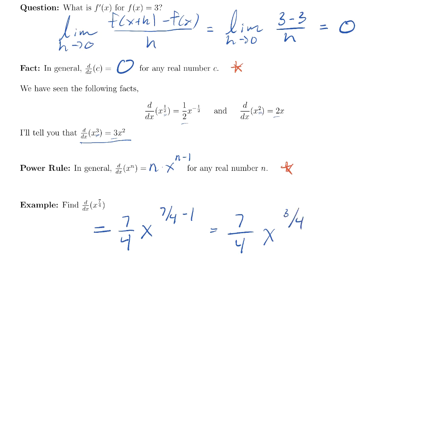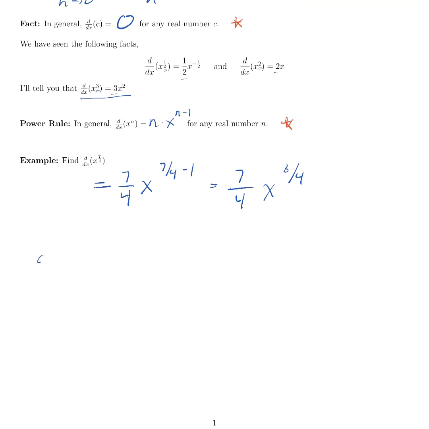Okay. Good. How would this change if I had asked for the derivative with respect to x of 3x to the 7/4? Well, it really wouldn't change at all, except that the 3 would just come along for the ride. This would be 3 times 7/4 x to the 3/4, or 21/4 x to the 3/4. We take the derivative the same exact way, and that constant comes along in that calculation.